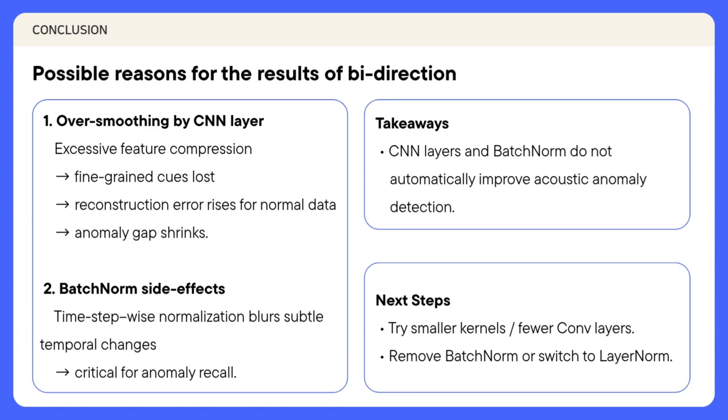Second, batch norm's side effects. Step-by-step normalization washes out those subtle temporal shifts that drive recall in anomaly detection, so recall drops. These findings show that adding CNN layers and batch normalization does not automatically improve acoustic anomaly detection. In future experiments, we plan to test smaller kernel sizes, omit batch norm, apply layer norm, and explore various other combinations.